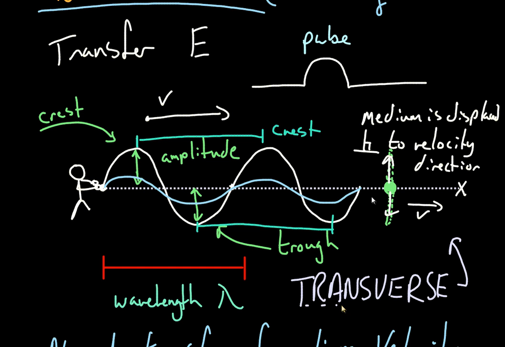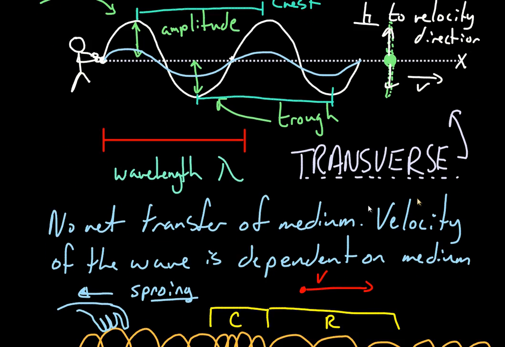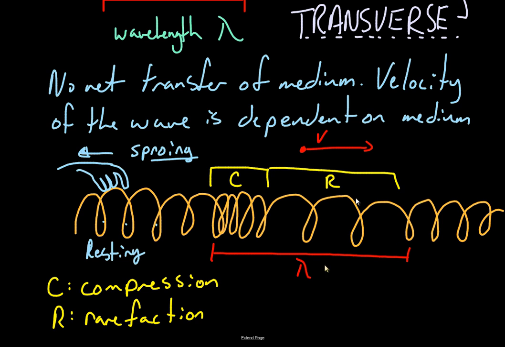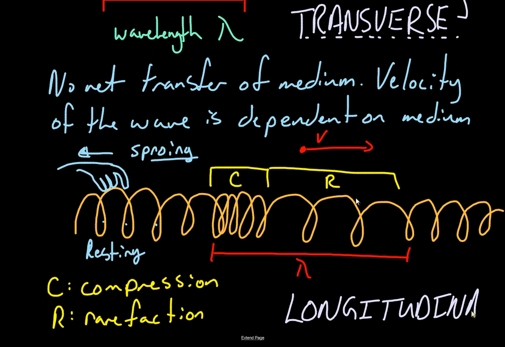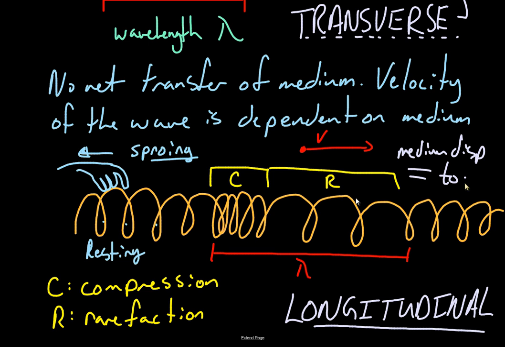I don't speak Latin, but trans usually means across, or something to do with across. So it makes sense: my medium is getting displaced across from the velocity of the wave. So it describes it. And then this type of wave is called a longitudinal wave. Longitudinal wave. Okay, and the medium is displaced parallel to the direction of velocity.